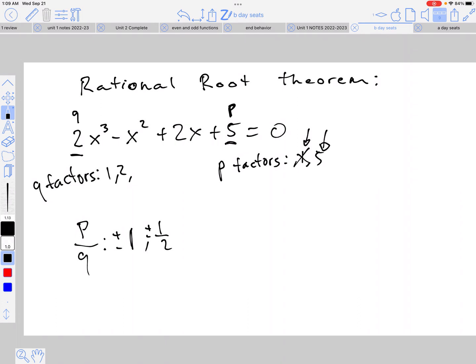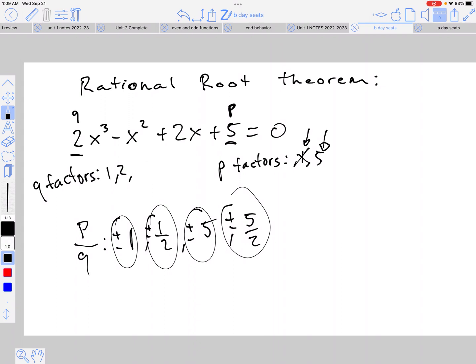Now I'm going to take this 5 and divide it by 1, which is 5, and divide it by 5/2, which is that. Okay? So I have 1, 2, 3, 4, 5, 6, 7, 8 possible rational roots. If we look at the degree, we know that there's only 3 possible roots. They might not all be rational, but there they are. Okay? All right, so this is how you make your list of possibilities.